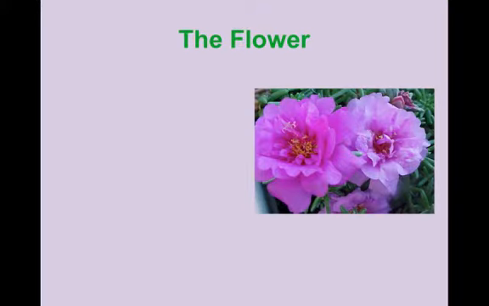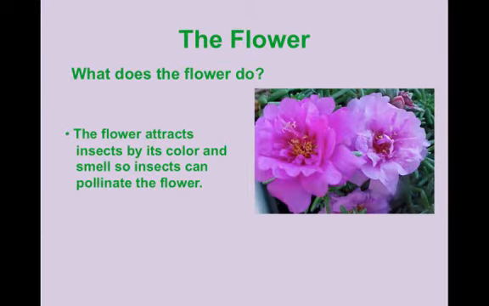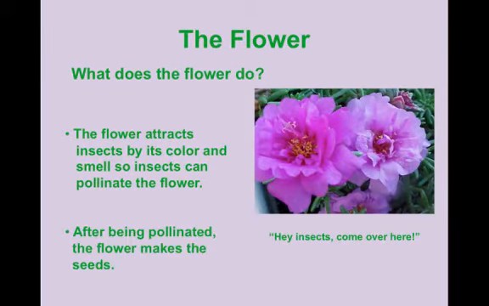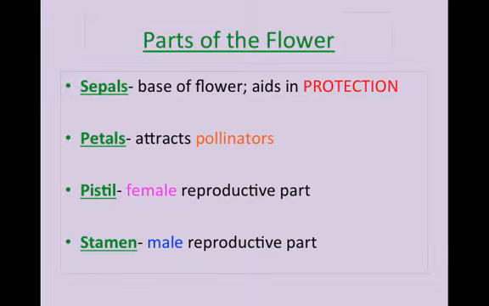Now we're going to move on, talk about the flower. There's a nice pretty pink flower right there. The flower, what does it do? The flower attracts insects by its color and smell, so insects can pollinate the flower. It also, after being pollinated, the flower is able to make seeds.